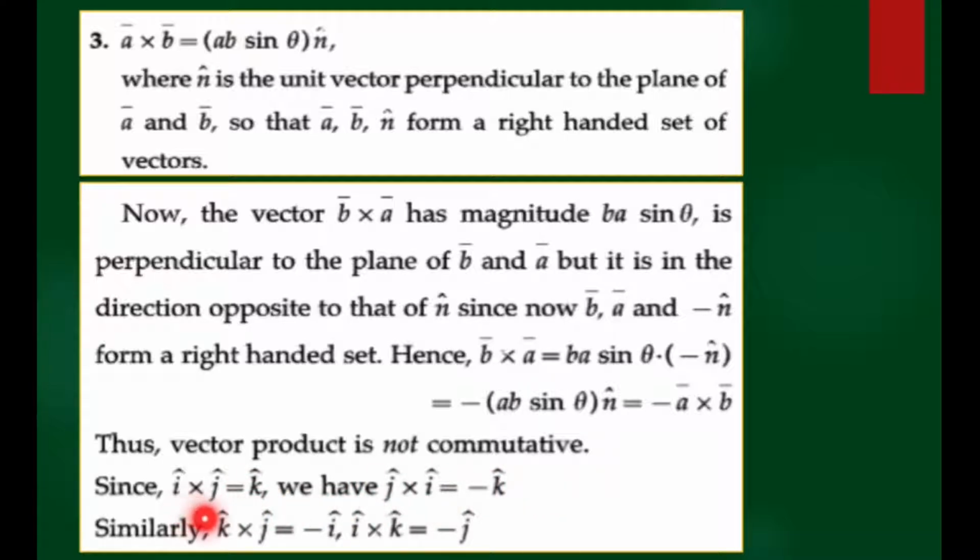commutative. Since i cross j equals to k cap, we have j cap cross i cap equals to minus k cap. That means from above discussion we say only vector product is not commutative. We know that scalar product is commutative. Here vector product is not commutative. That means i cross j not equivalent with j cross i, because i cross j is k cap and j cap cross i cap is minus k cap.